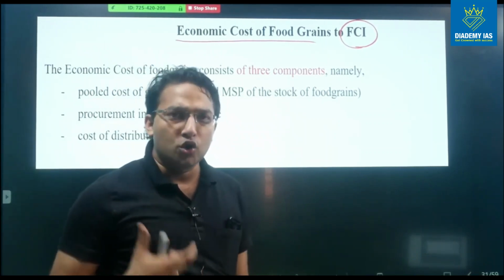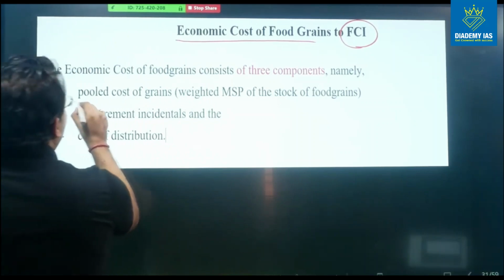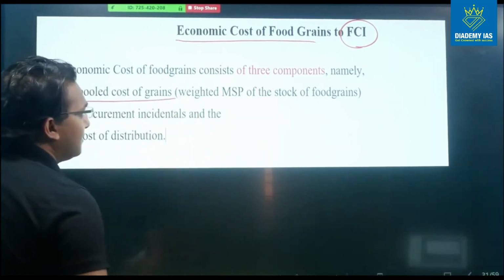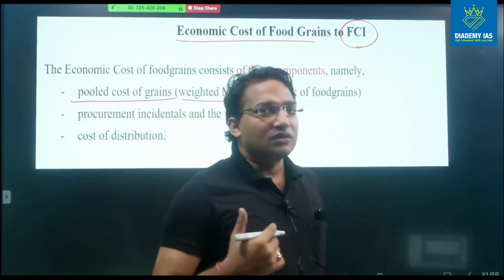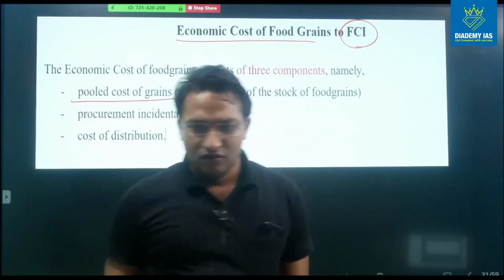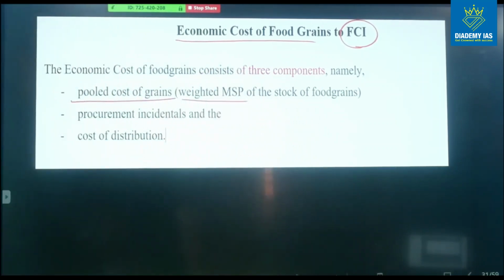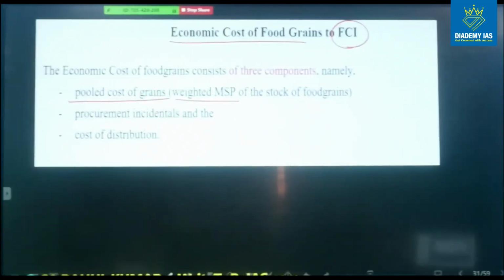FCI के लिए total cost कितनी होती है? तो FCI की total cost होती है, first is the pooled cost of grains. Pooled cost of grains is the weighted MSP. Means on an average how much MSP was given by the FCI to the farmers. So this is the pooled cost of grains.